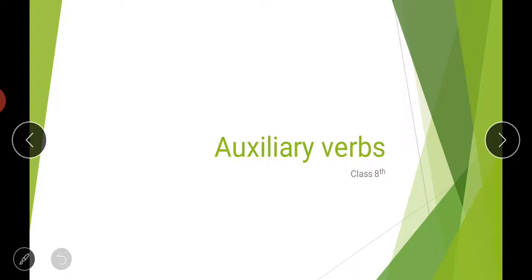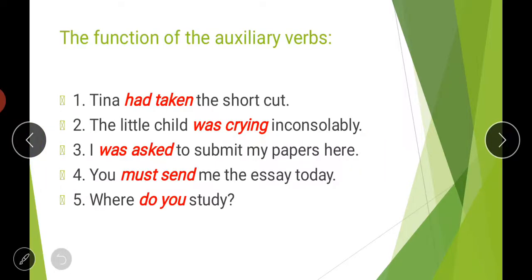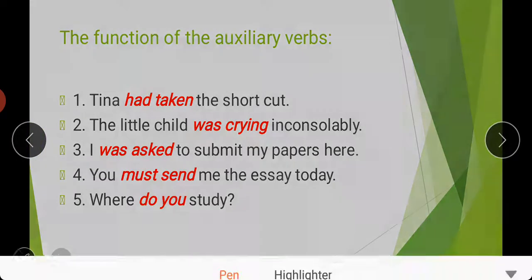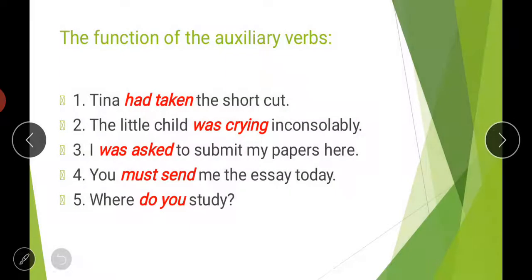So what is the use of these and what are the different kinds of auxiliary verbs we have? All these things we are going to cover in today's lecture. So let us proceed further. First of all, the function of auxiliary verbs. Let us discuss the function of auxiliary verbs. What is the function of using these words?